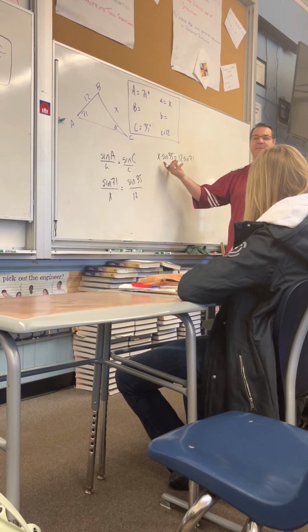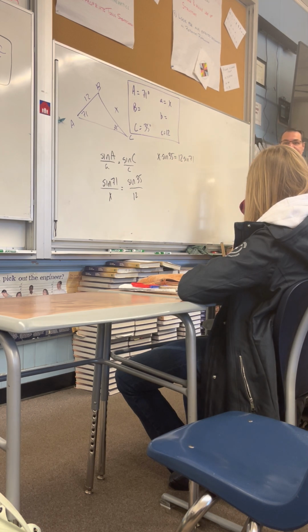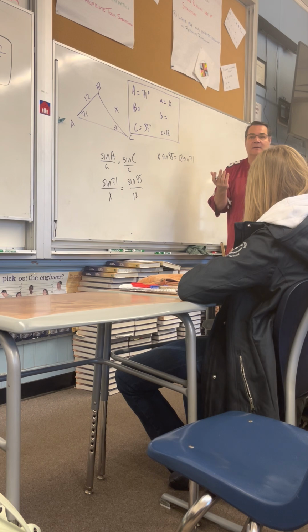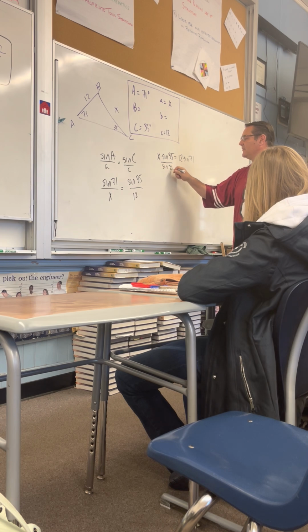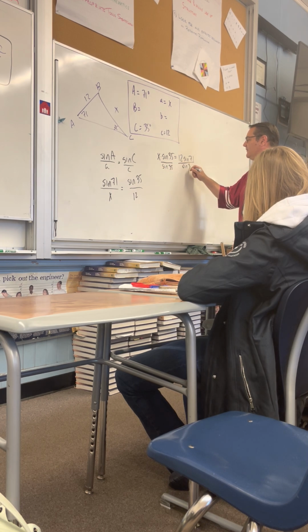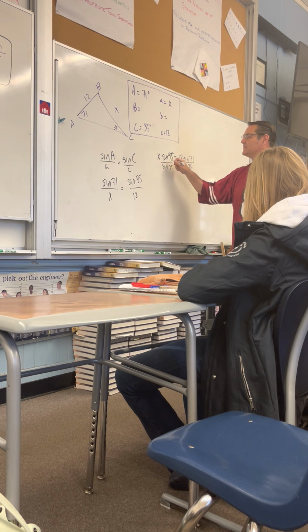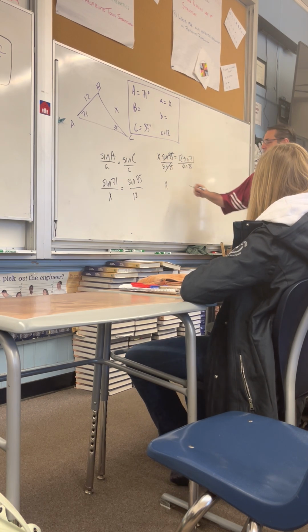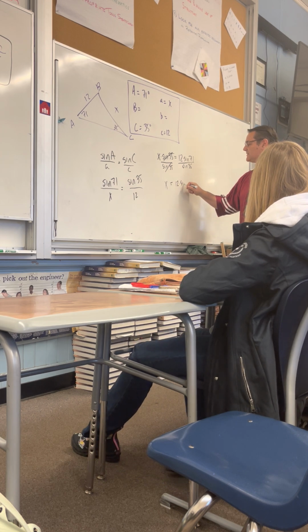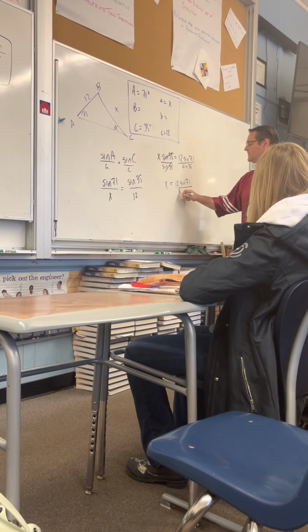So ask yourself, what's being done to x right now? It's being multiplied. You have to divide by sine. Right, it's being multiplied, so the way we undo that is divide. Divide by sine 35, divide by sine 35. On this side, those cancel, they make a version of 1, so now it's just 1x equals 12 times sine 71 over sine 35.